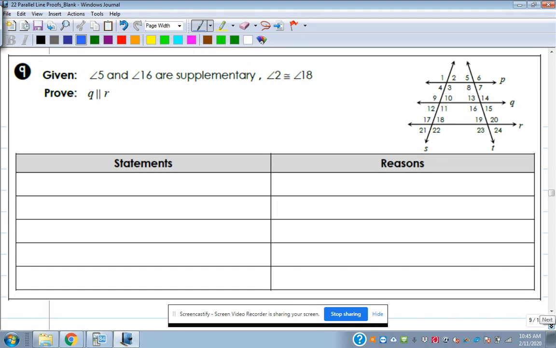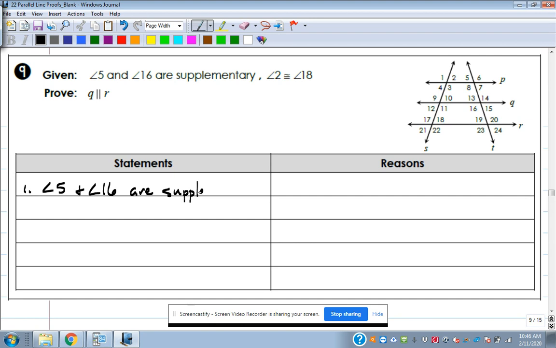9. Angle 5 and 16 are supplementary. Angle 2 is congruent to 18. Boy, there's a lot of stuff in that picture. We want to prove Q parallel to R. Okay. First thing, angle 5 and angle 16 are supplementary.